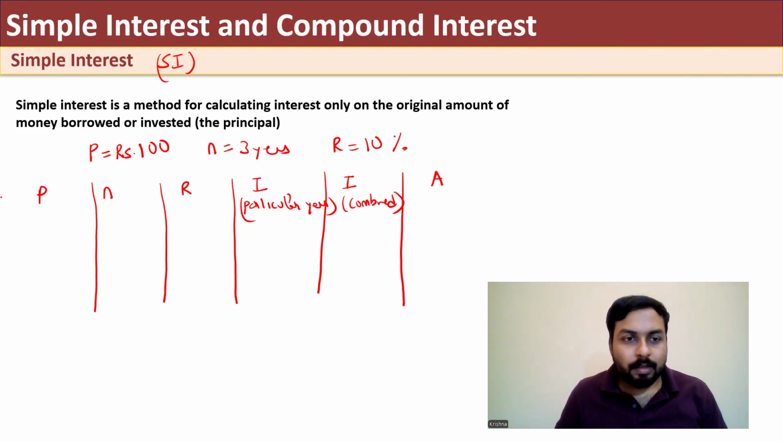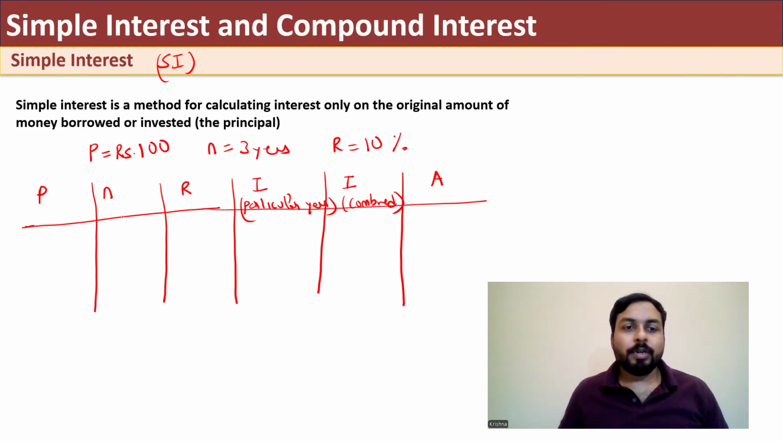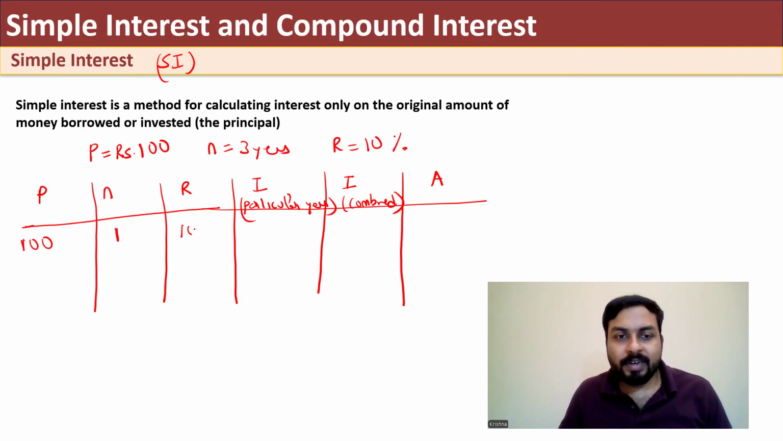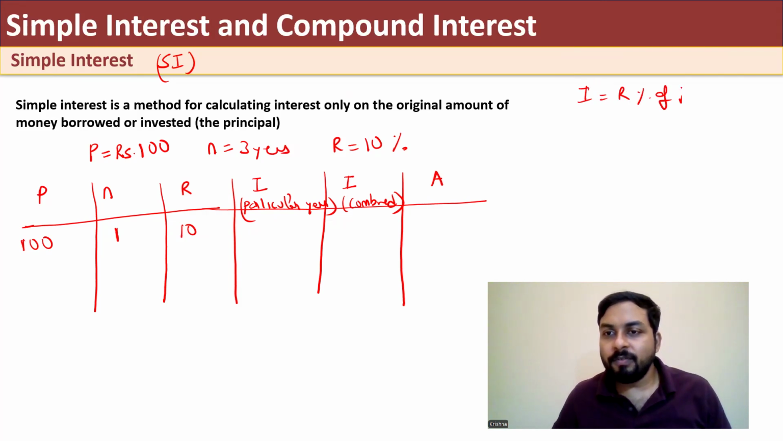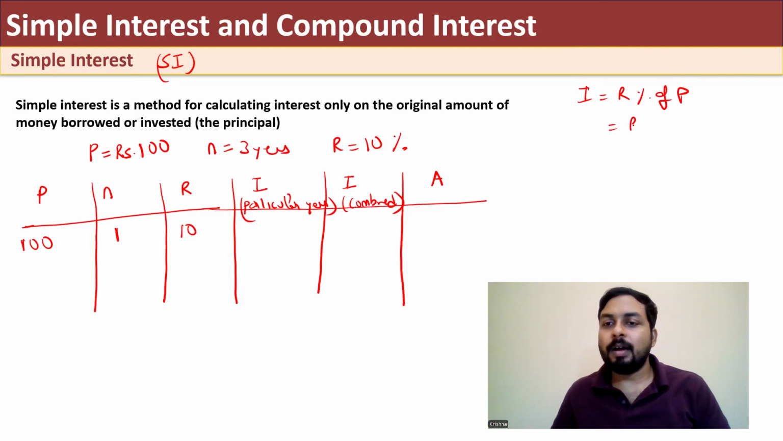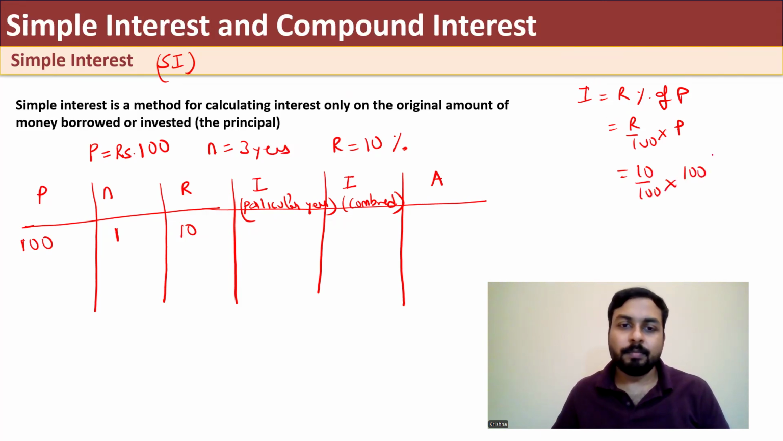Okay. Now, so let's talk about each year. So the principal amount is 100 rupees. Let's talk about the first year. The rate of interest is 10. So what is the interest for that particular year? What did I tell you? Interest is equal to R percent of P, which is R by 100 into P. So how much is that? 10 by 100 into 100. So how much is the interest? 10 rupees.